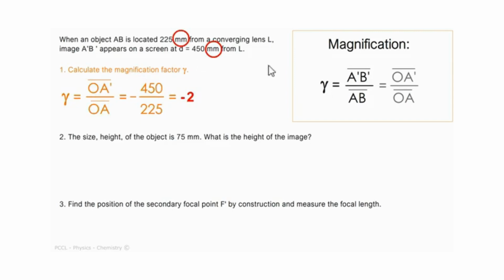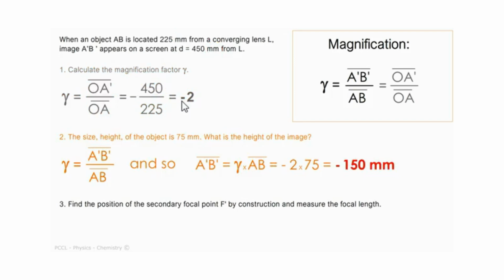So, precisely, thanks to the second part here of my relation, by making the ratio of the distances OA' by OA. So, I know that A' and A are not on the same side of the lens. We saw that in the constructions, and so I'm going to put the minus sign here and find that the magnification is -2. If I am given the object size, now I can find the image size by doing gamma times AB and I find -150 mm.